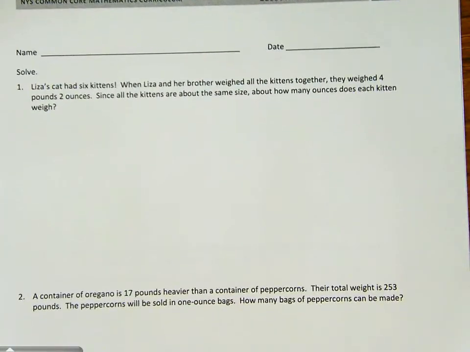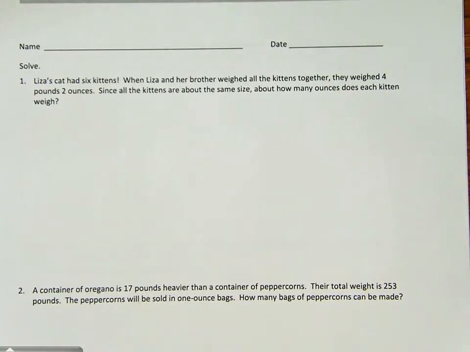It says Liza's cat had 6 kittens! When Liza and her brother weighed all the kittens together, they weighed 4 pounds 2 ounces. Since all the kittens are about the same size, how many ounces does each kitten weigh?